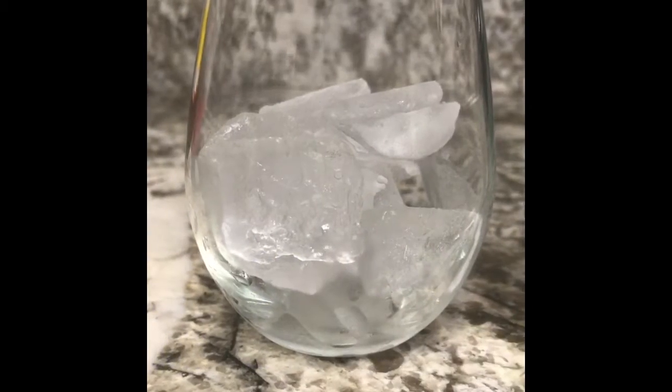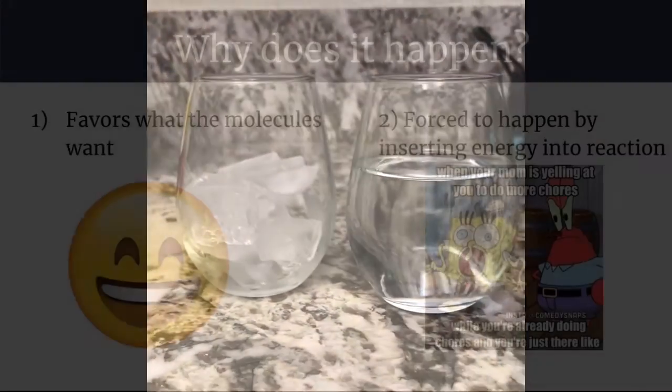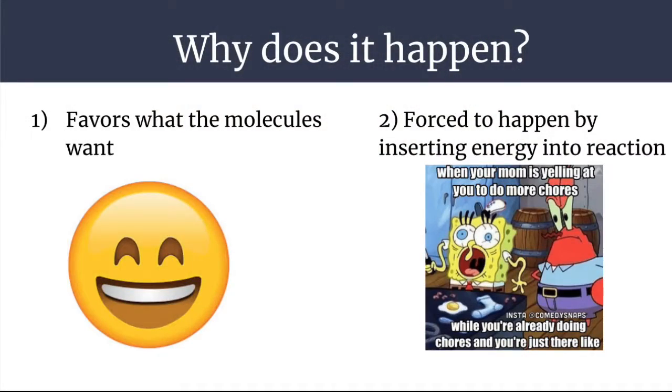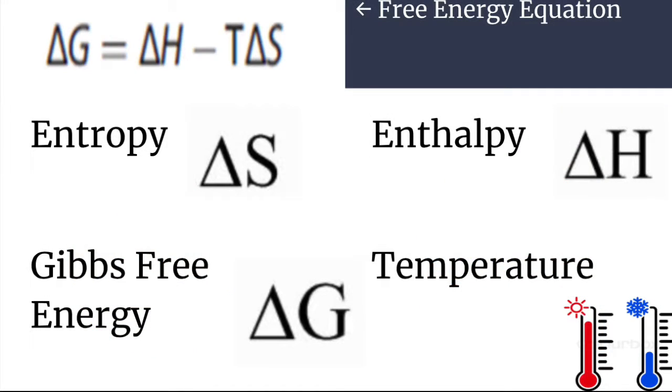As you can see, this is ice, and this is water, and they're both made of H2O. A chemical reaction happens because it favors what the molecules want, or because of the input of energy. In chemistry, we use this equation to determine whether a chemical reaction will happen or not.